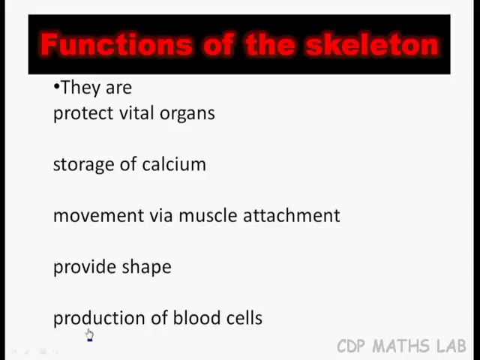And then another function of the skeleton is for the production of blood cells. Now, yes, the bone marrow in the center of the bone, it what? It produces red blood cells, white blood cells, and of course, it makes platelets. You remember these three components of the blood, which we looked at in the circulatory system? Yes, these are the components.